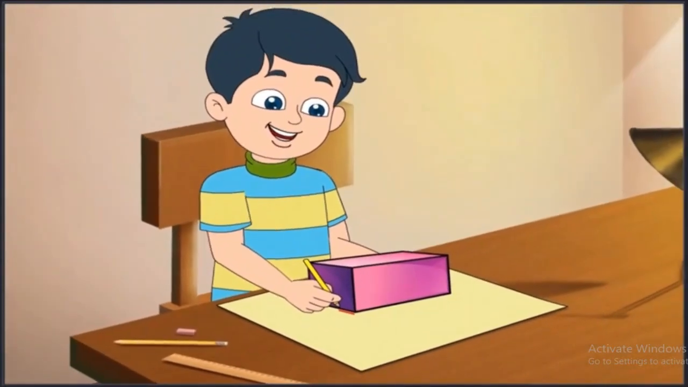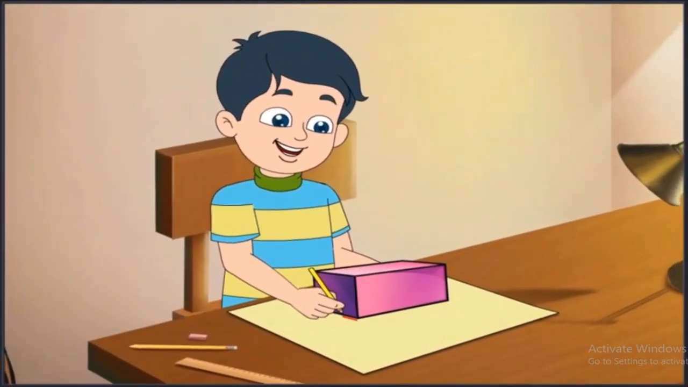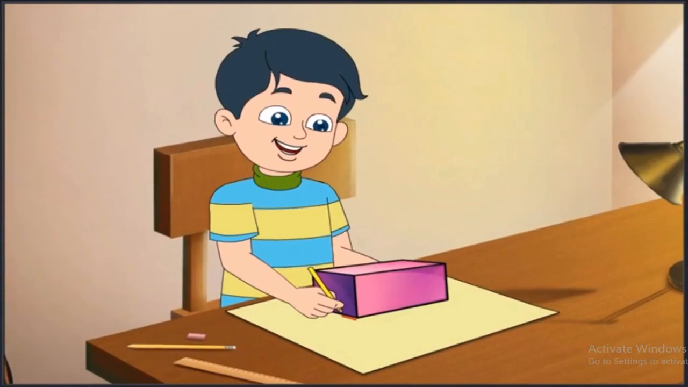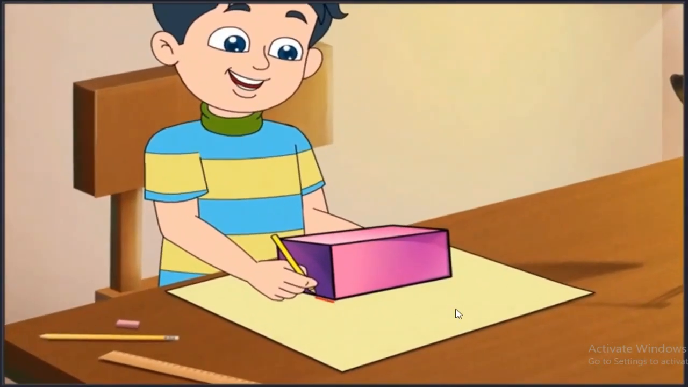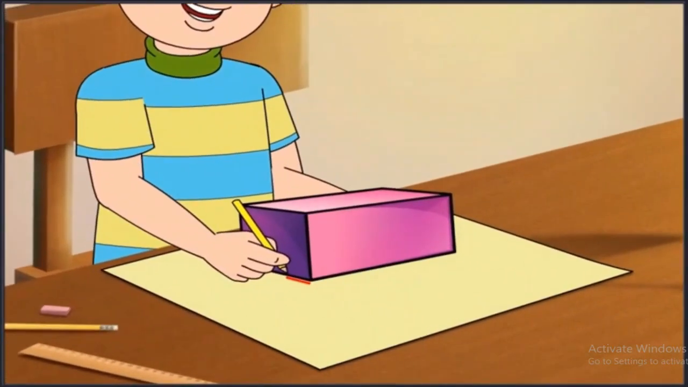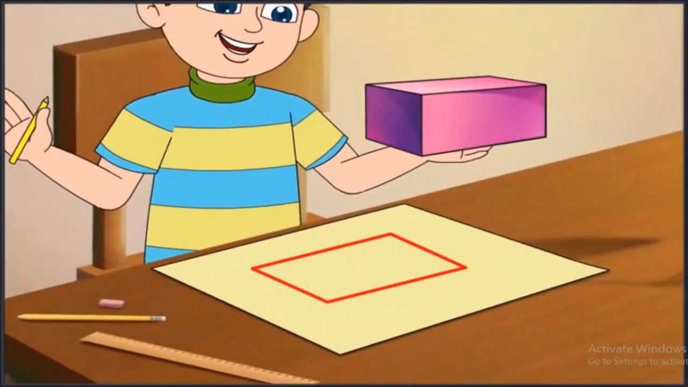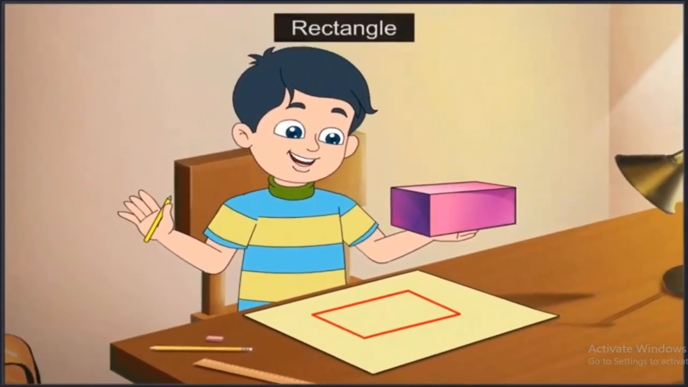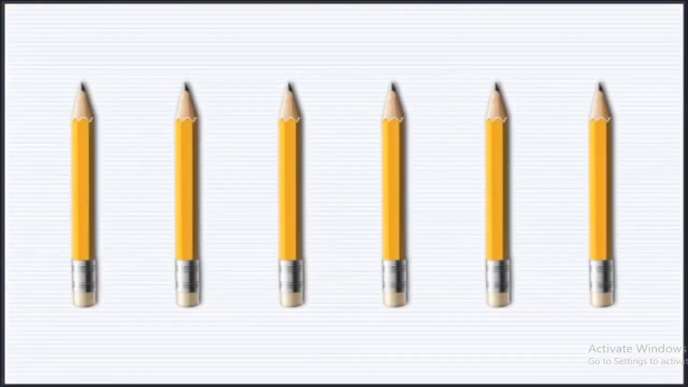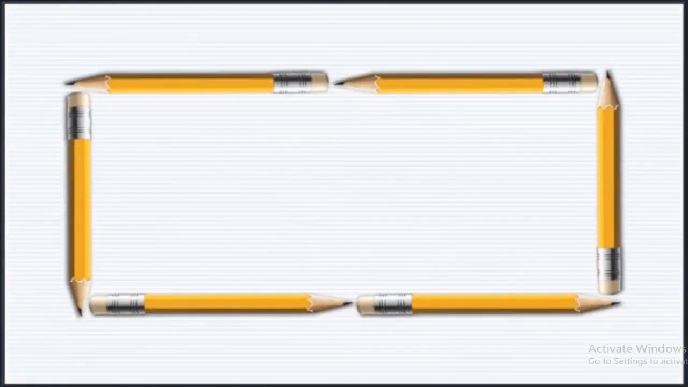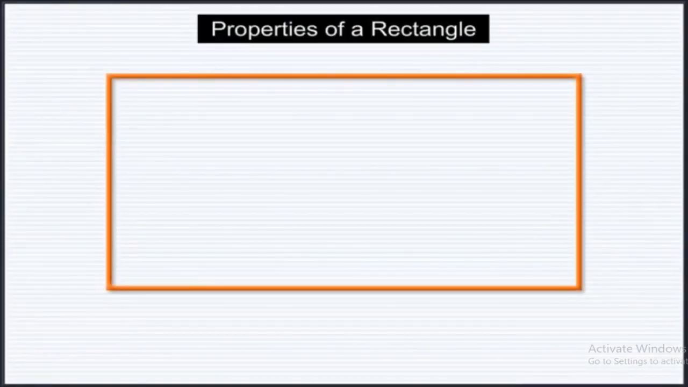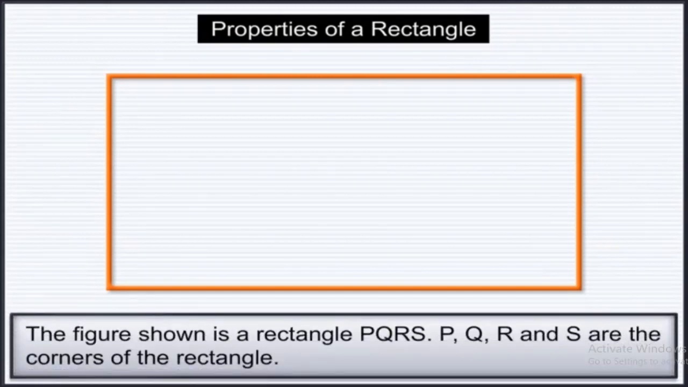Similarly, a rectangle is obtained by tracing an object in the shape of a cuboid. Take an object in the shape of a cuboid and trace one of its faces on a sheet of paper. We observe that the figure drawn is a rectangle. We can also form a rectangle using 6 pencils as shown. Now, let us learn some properties of a rectangle.